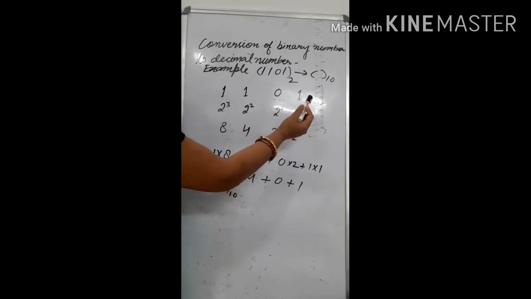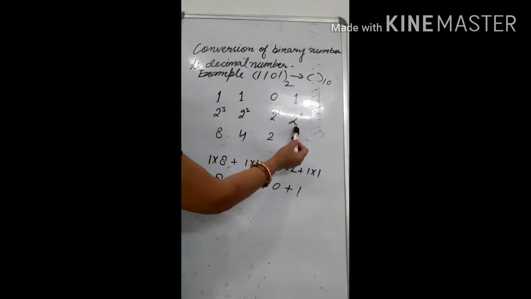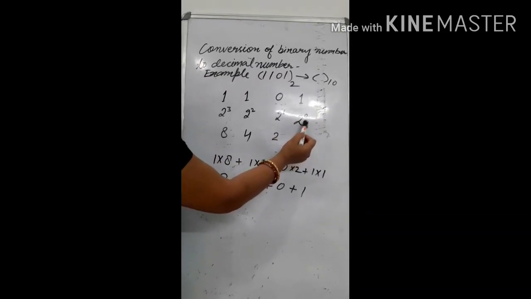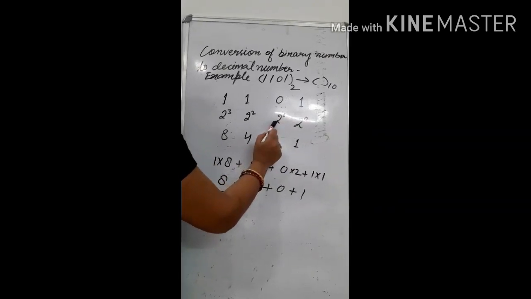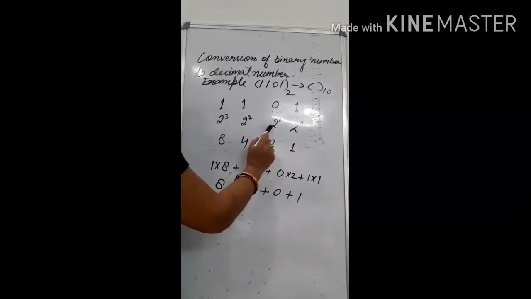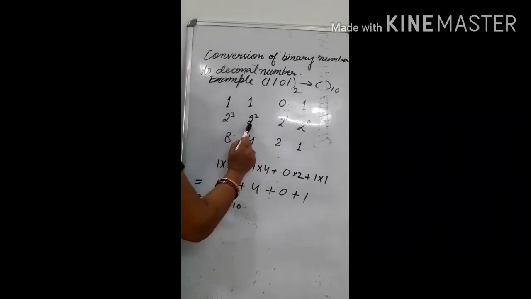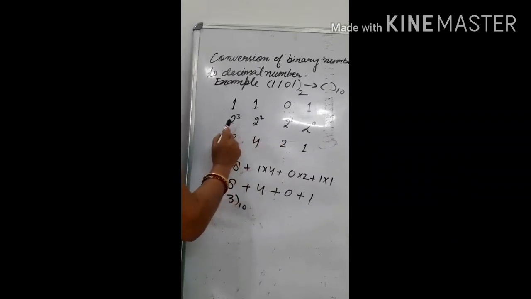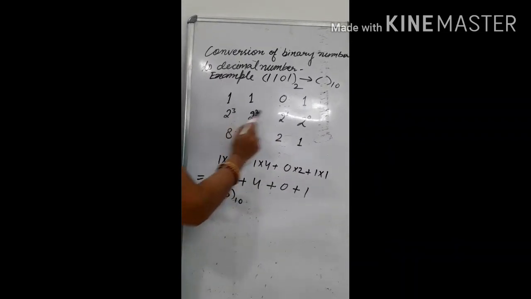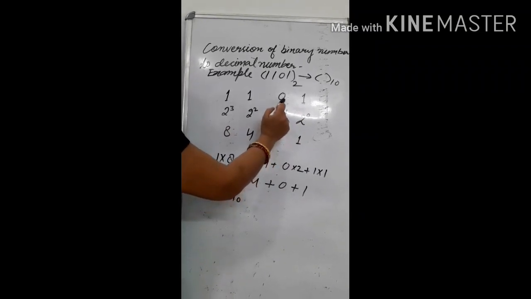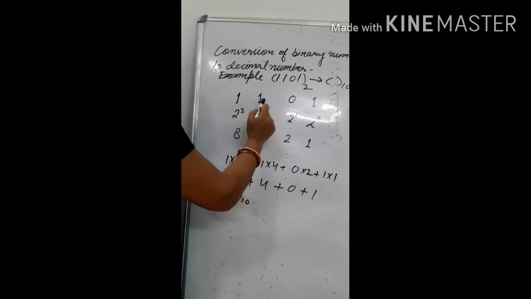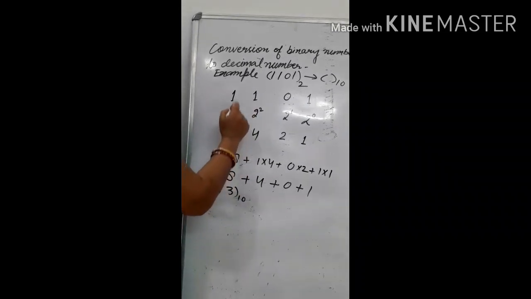How to write? First place value we use as 2 raised to the power 0. Then next place value is 2 raised to the power 1. Next 2 raised to the power 2. 2 raised to the power 3. So this is the place value of this digit and this is the place value of this one, place value of this one, place value of this one.